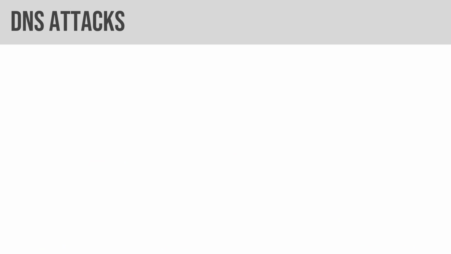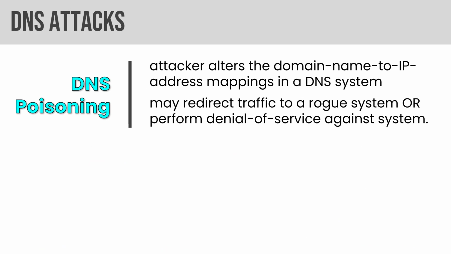So let's talk about DNS attacks. So there is DNS poisoning, in which an attacker alters the domain name to IP address mappings in a DNS system, and they might redirect traffic to a rogue system or perform denial of service against that system. Just poisoning DNS with an incorrect name to IP mapping would perform a denial of service by sending the traffic to the wrong destination, so the desired service is no longer reachable.